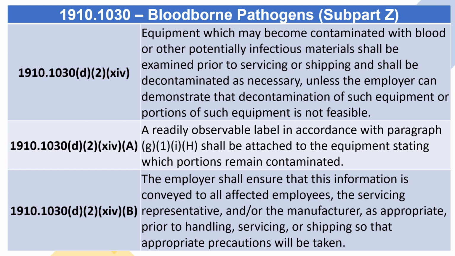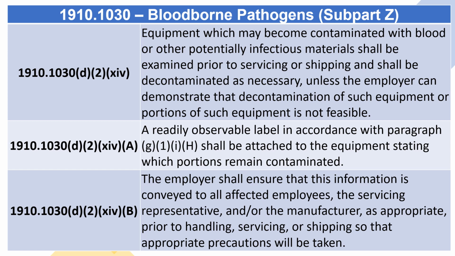1910.1030 D2(14). Equipment which may become contaminated with blood or other potentially infectious materials shall be examined prior to servicing or shipping and shall be decontaminated as necessary, unless the employer can demonstrate that decontamination of such equipment or portions of such equipment is not feasible.